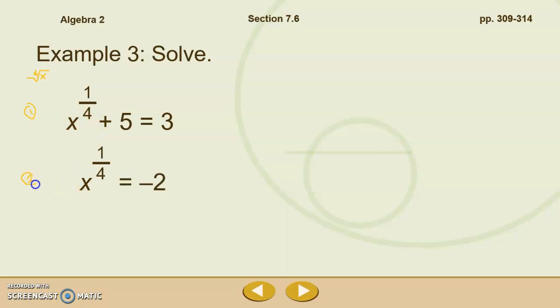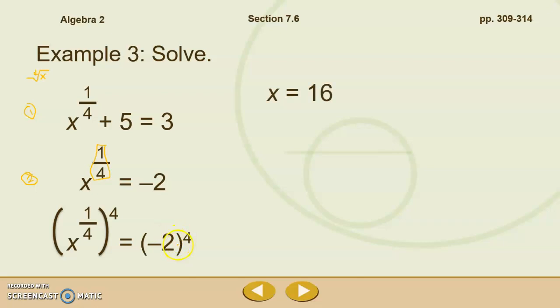Our second step is to eliminate the radical, or in this case, eliminate the rational exponent by raising it to an appropriate power. I need to turn this into x to the 1st power instead of x to the 1/4 power. And I know to turn a 1/4 into 1, I need to multiply it by 4. So I'm going to raise both sides to the 4th power. 1/4 times 4 is 1, so that will give me x to the 1st power. And then over here, I've got -2 to the 4th power. -2 to the 4th power is a positive 16.